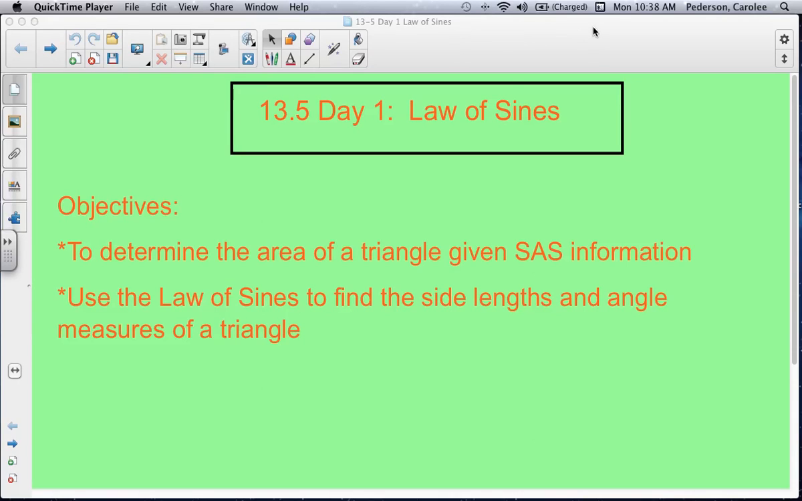This is 13.5, day 1, the law of sines. Our objectives are to determine the area of a triangle given side angle sides, and using the law of sines to find lengths and sides of angles in a triangle. You don't need to write these objectives down.